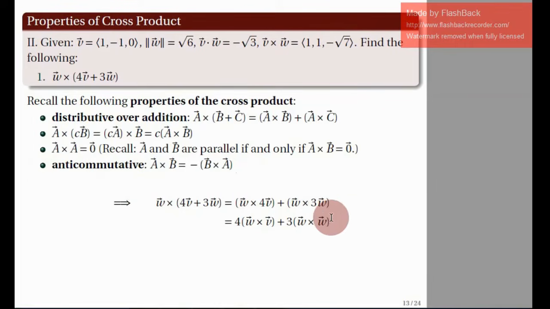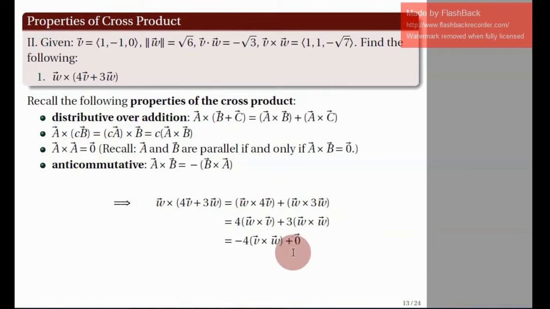Meanwhile, for the cross product between W and itself, what we will be using is this third property of the cross product, that is, the cross product of this is equal to the zero vector. And so substituting those, we get this. Of course, multiplying 3 to the zero vector, we still get the zero vector.